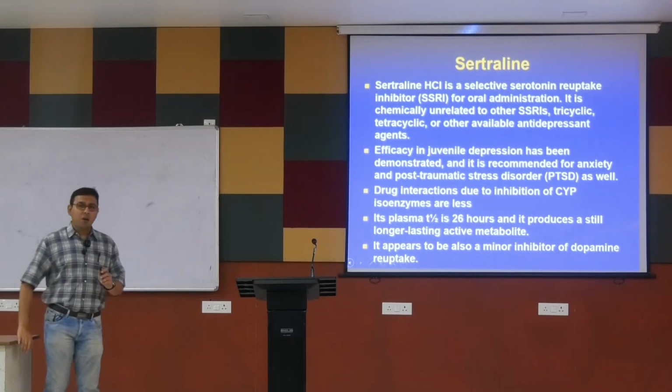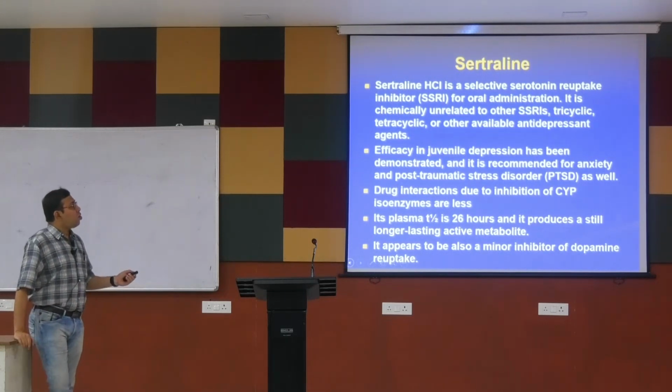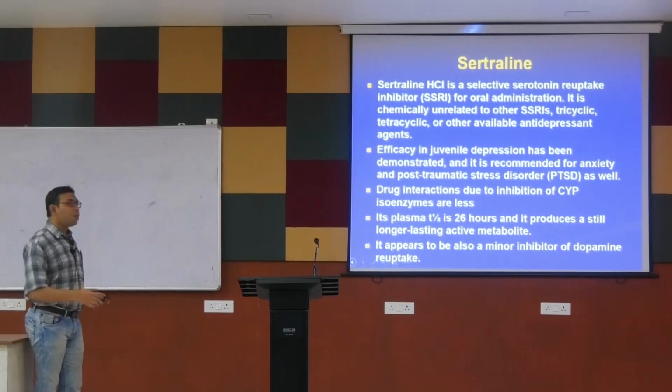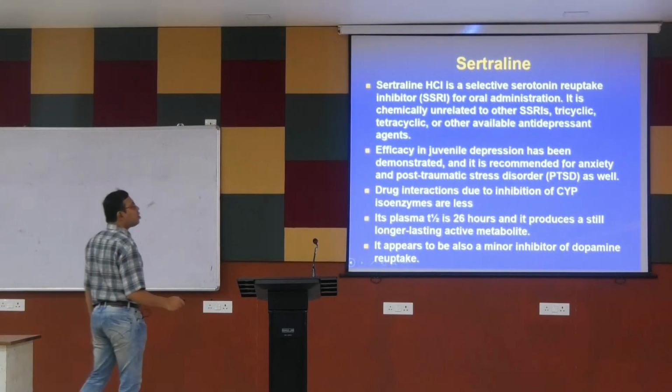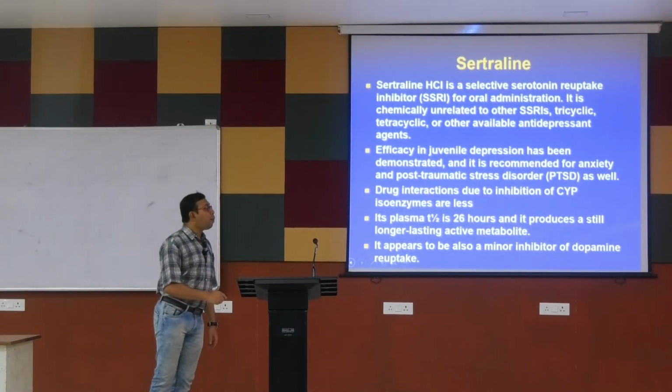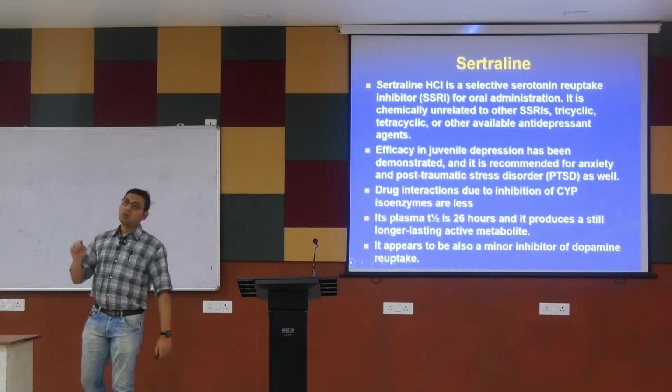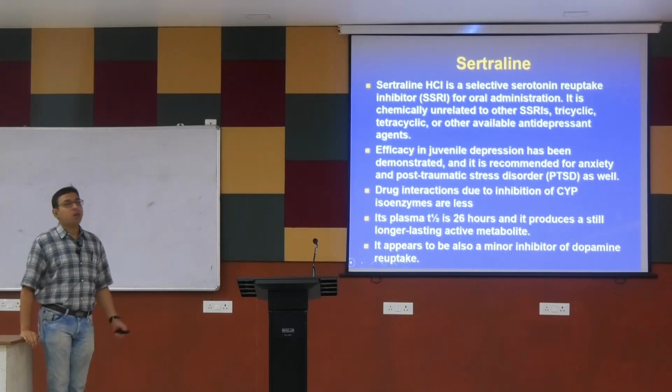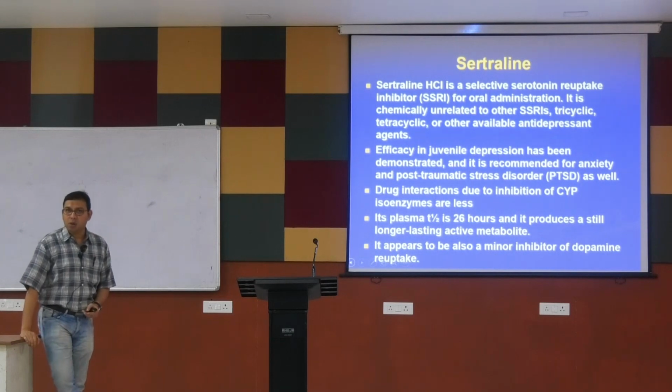Sertraline is also very commonly used now. It is a selective serotonin reuptake inhibitor. It is very much efficacious in juvenile depression. In children, it is very commonly used for depression. It is recommended for anxiety and also post-traumatic stress disorder. So sertraline is also one of the drugs of choice for PTSD, post-traumatic stress disorder.